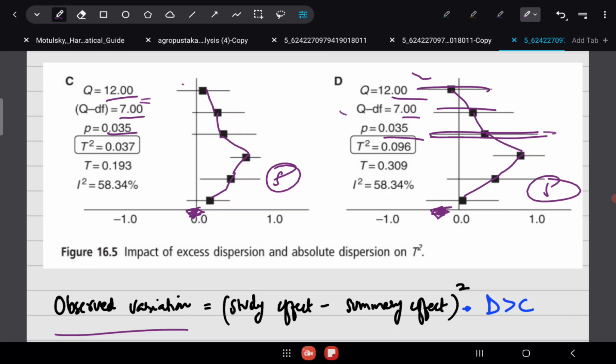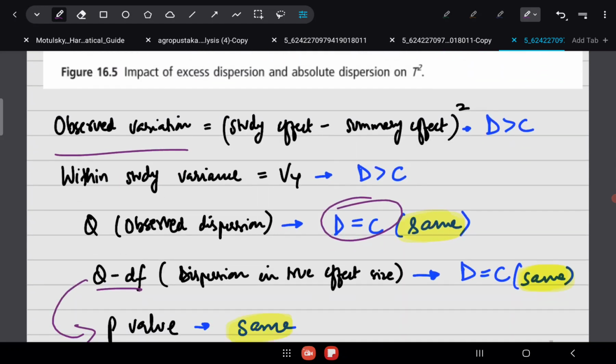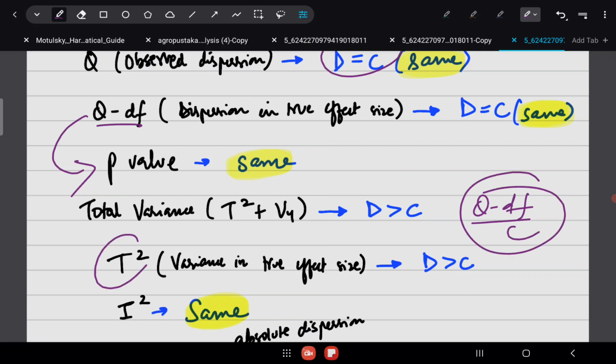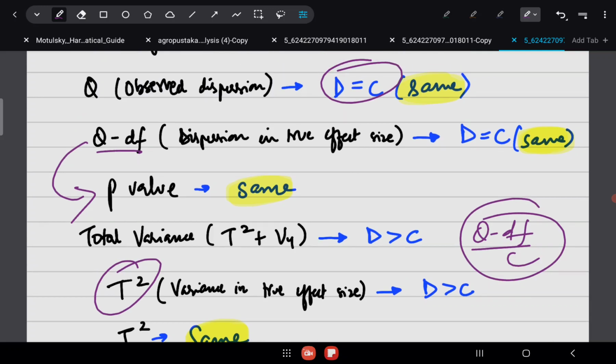Now let's talk about the T square statistic. You know that the T square statistic is basically Q minus DF by C. So because Q minus DF is the same between C and D, you may expect that T square will also be the same. But I've told you it not only depends on excess dispersion, it also depends on the absolute scale, the scale of the dispersion also. So if I were to ask you, total variance is more for which forest plot?